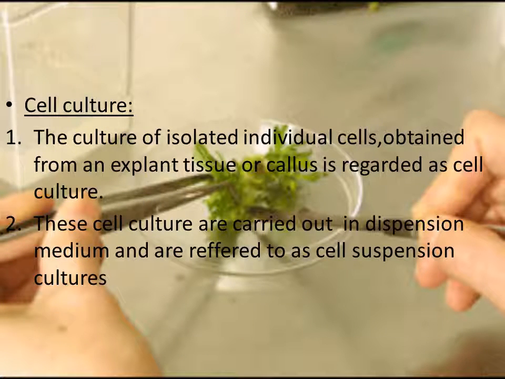Now coming to cell culture. The culture of isolated individual cells obtained from an explant tissue or callus is regarded as cell culture, and these cell cultures are carried out in a dispersion medium and are referred to as suspension culture. So, cell suspension cultures.